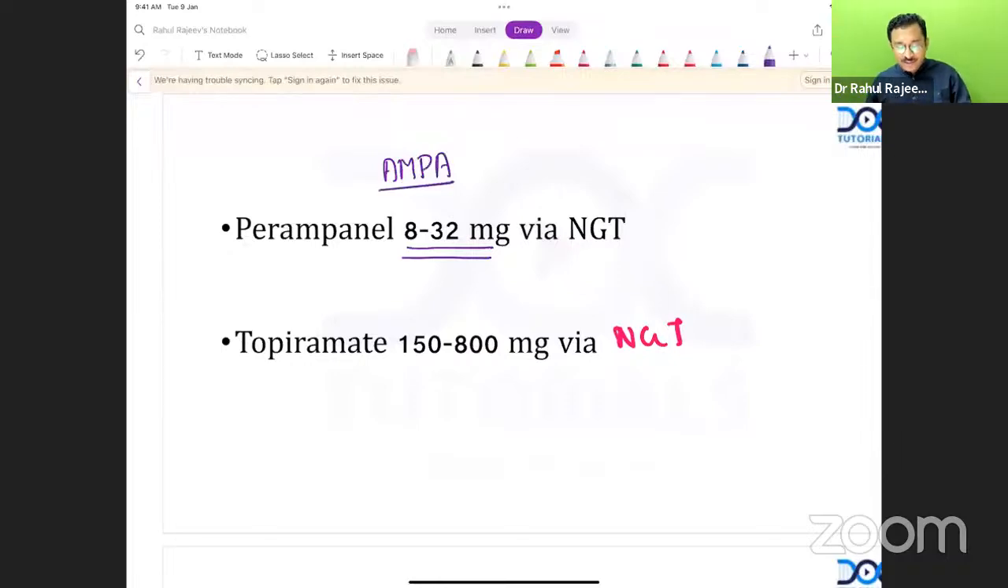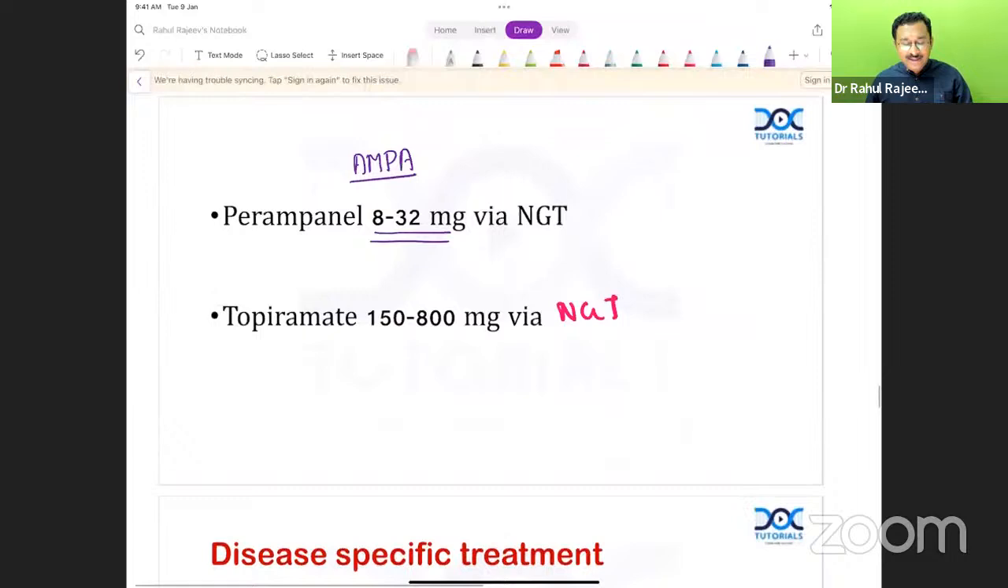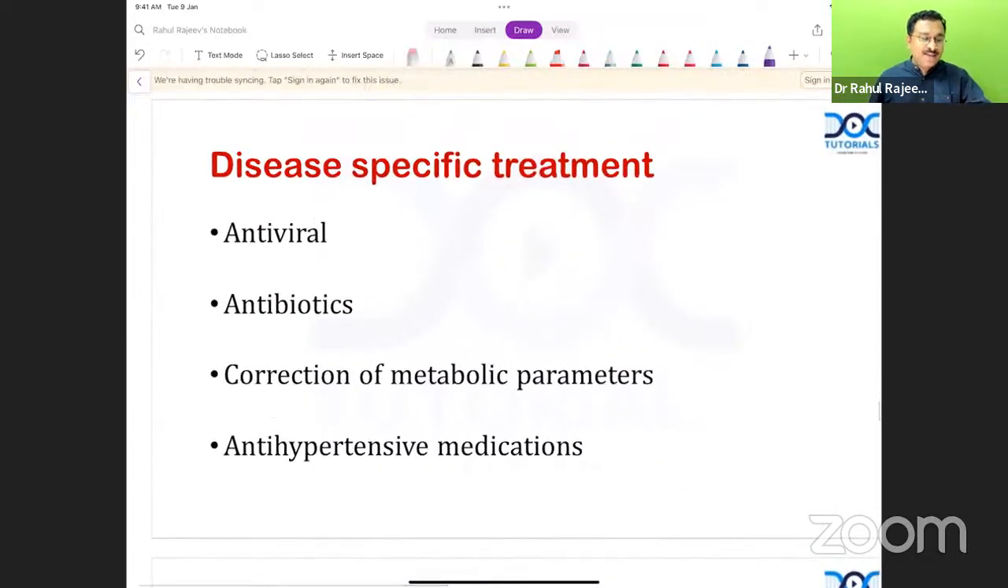Okay, right. Now, along with that, it is also important to initiate the disease-specific treatment, because suppose if it is a herpes encephalitis, you will have to start on acyclovir. If it might be a meningoencephalitis, antibiotics may be required. Correction of metabolic parameters is required. And in case of a hypertensive encephalopathy or a PRES leading on to seizures, antihypertensive medications are also very, very important. Okay, so disease-specific treatment is also important, right?